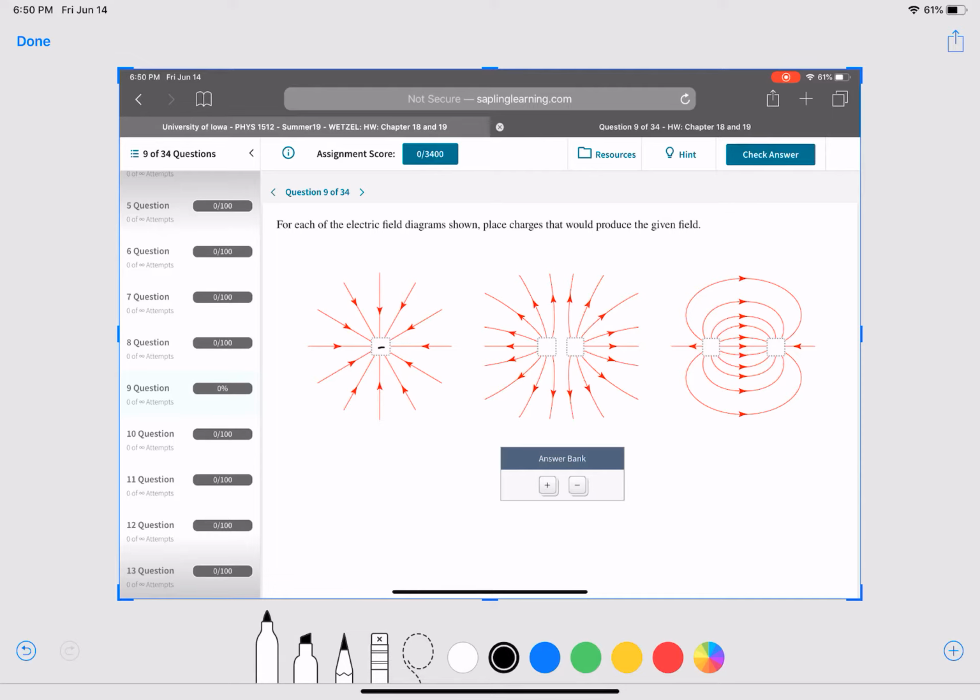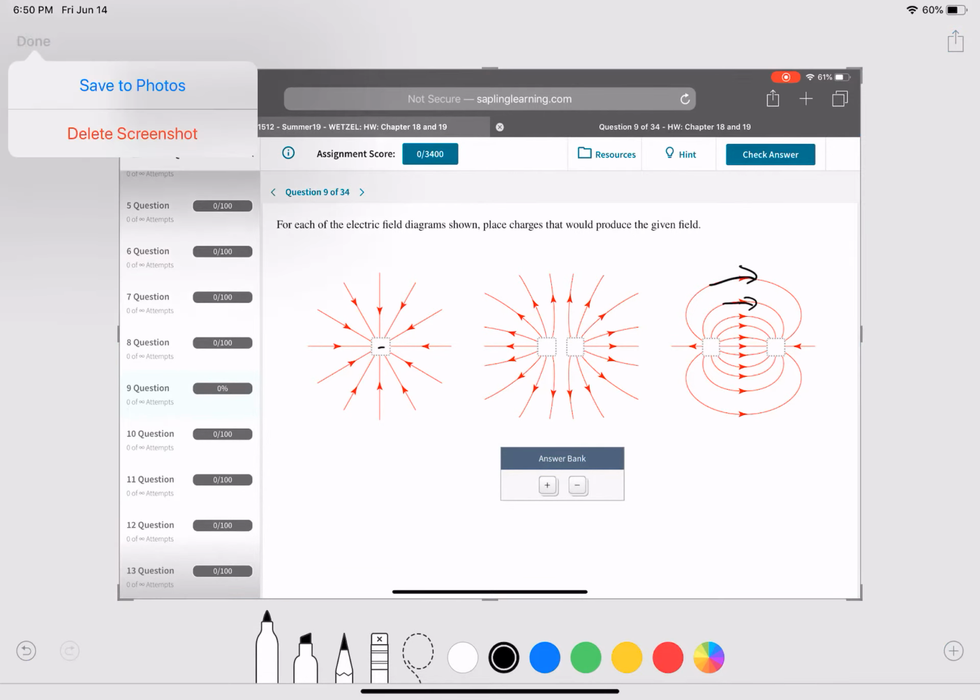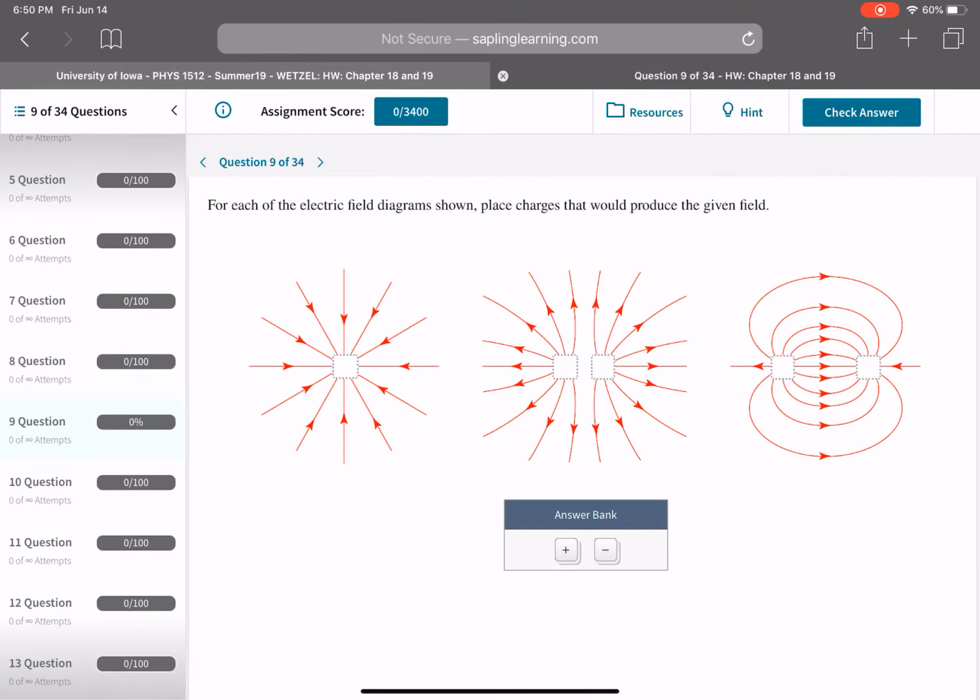One of these is a source and one of these is a sink. And depending on the direction of the arrows, you can determine which one's which. Okay, delete that.